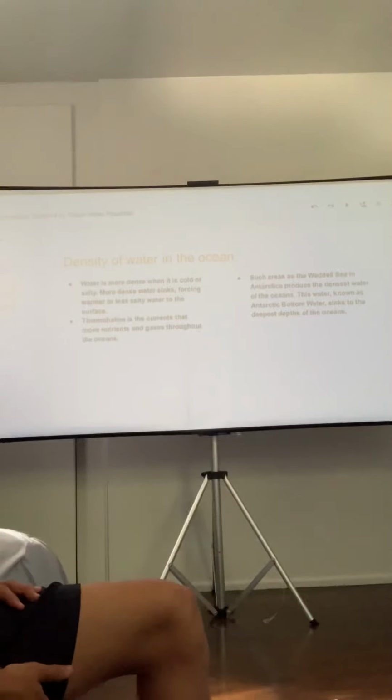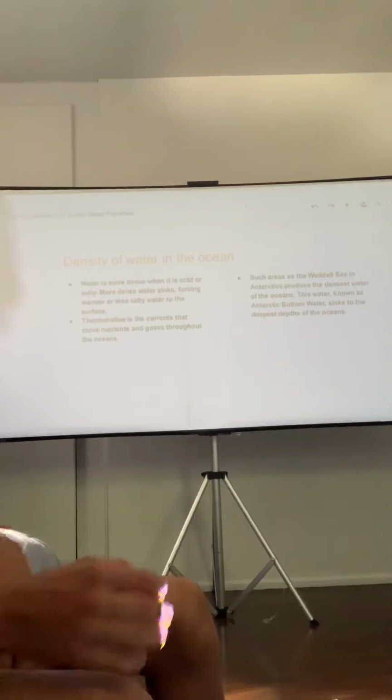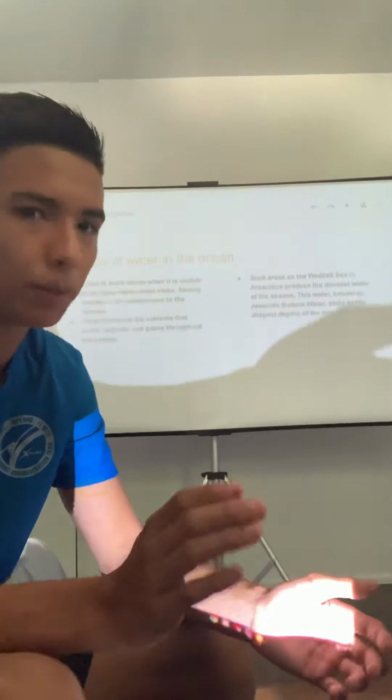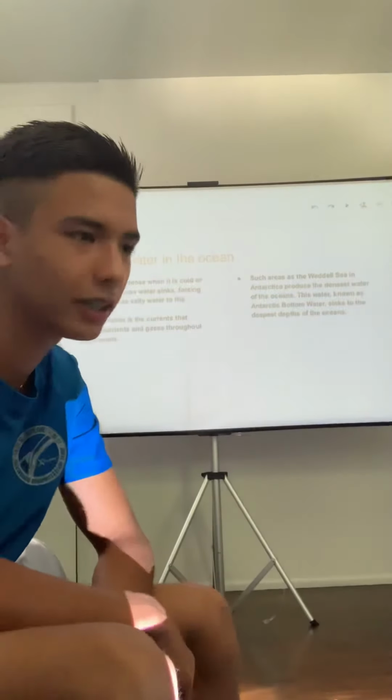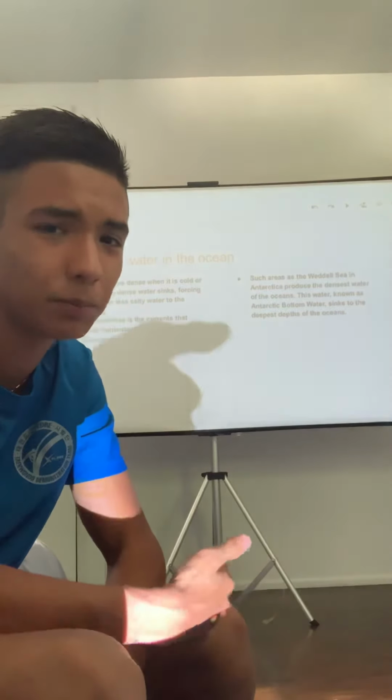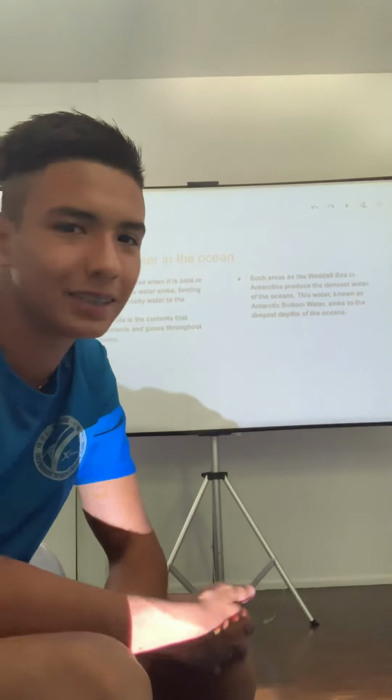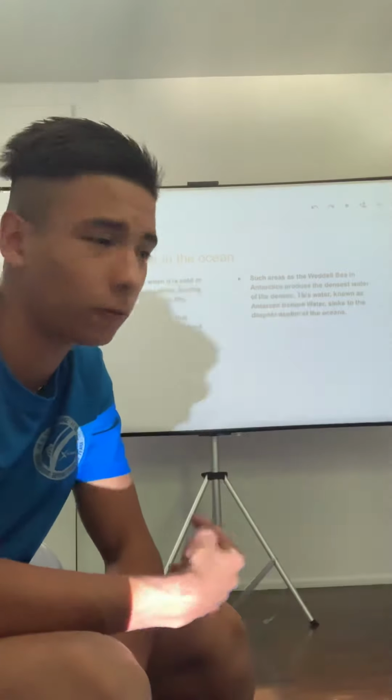So for the second one, it's going to be talking about, I can't really say it right, but thermohaline currents, which move nutrients and gases throughout the oceans. As we know, the ocean has a bunch of currents, and those currents are pushing a bunch of stuff. I'm going to get to this in a little bit, but it's providing something to animals and planktons, and those things are eating off of this.